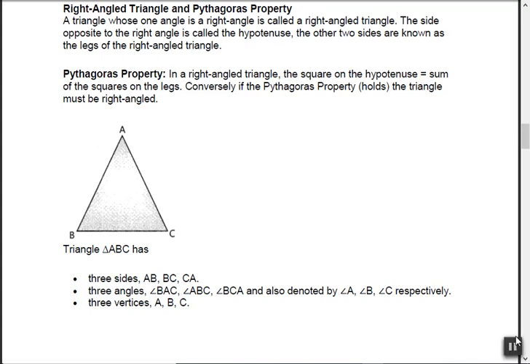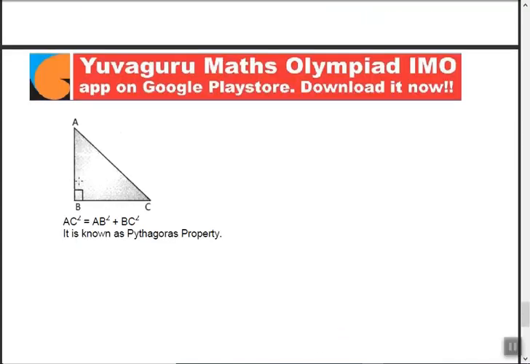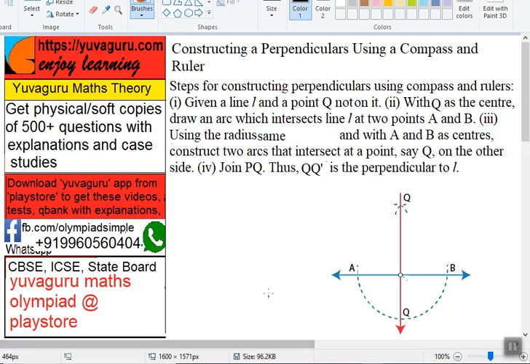Means what? Quite simple. See this. This is the right angle triangle. ABC is a right angle. So AC square, AC is the hypotenuse. AC square equals leg 1 square plus leg 2 square, means AC square equals AB square plus BC square. Now this is basically the Pythagoras theorem. So that was the theory on triangles and their properties.